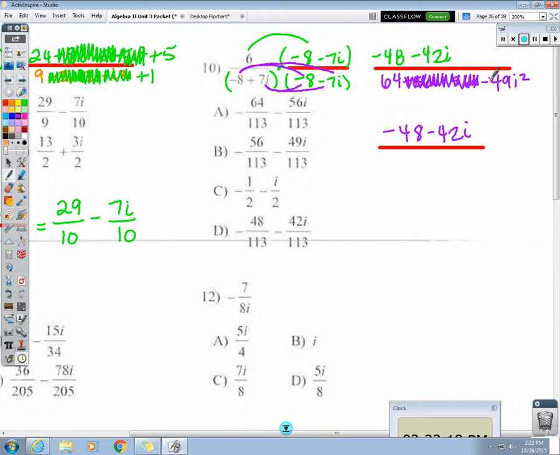Right. A negative 49 times i squared is like a negative 49 times a negative 1, which is positive 49. And then when you add that to 64, you get 113. And then when you split it apart, you get negative 48 over 113 minus 42i over 113, which is answer D. Okay, I'm going to give you a couple of minutes to try number 11 before we go over it.